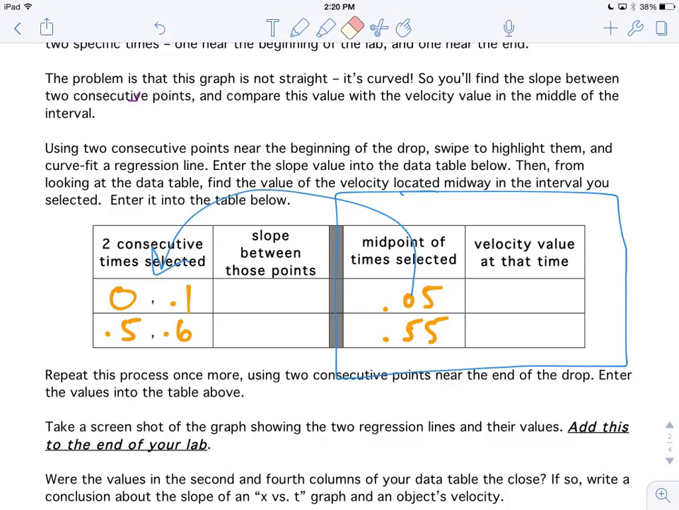Since I picked 0 and 0.1, my midpoint number is 0.05, and I'm going to go back to my data table and pick the corresponding velocity that matches with 0.05. I will do the same thing for the corresponding velocity that goes with the time of 0.55, because those are the numbers that I chose.